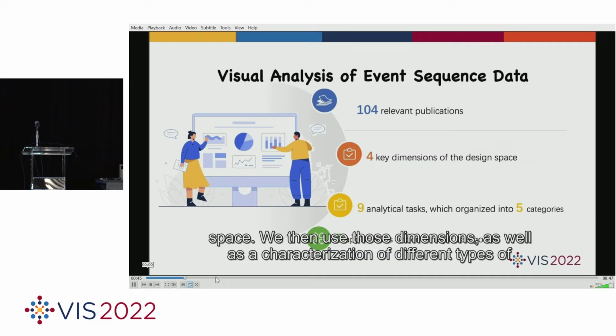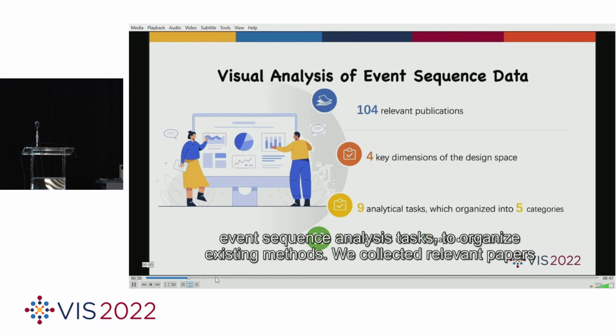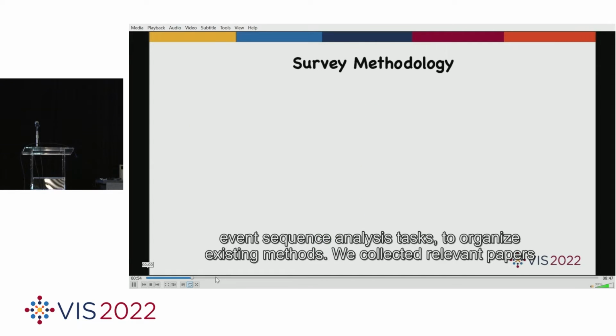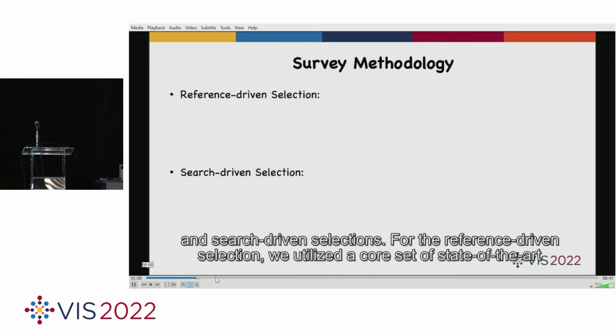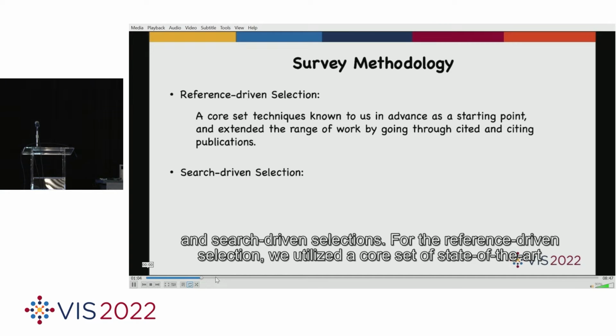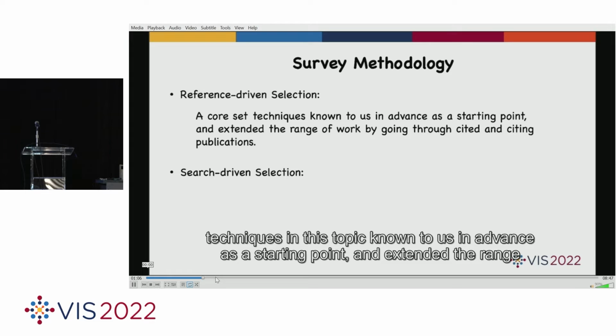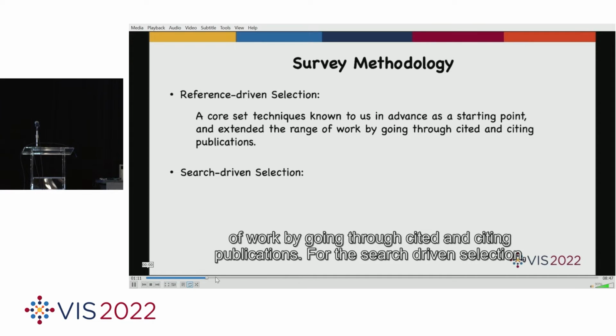We then use those dimensions, as well as a characterization of different types of event sequence analysis tasks, to organize existing methods. We collected relevant papers from visualization journals and conferences following 2 main approaches: reference-driven and search-driven selections. For the reference-driven selection, we utilized a core set of state-of-the-art techniques in this topic known to us in advance as a starting point, and extended the range of work by going through cited and citing publications.